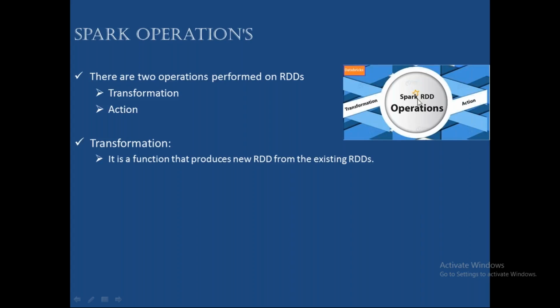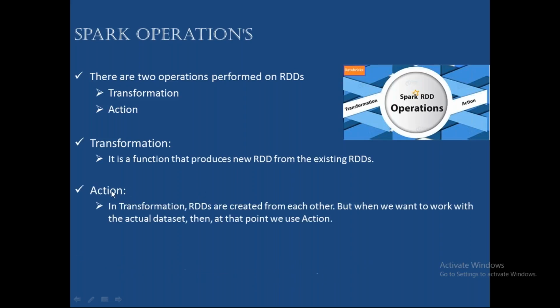But if you create any object in Spark SQL, the first one at the top, the objects are called data frames. And 98% of the time we are going to use data frames. RDDs we are not going to use much. I'll discuss that next. It is a function that produces a new RDD from an existing RDD.